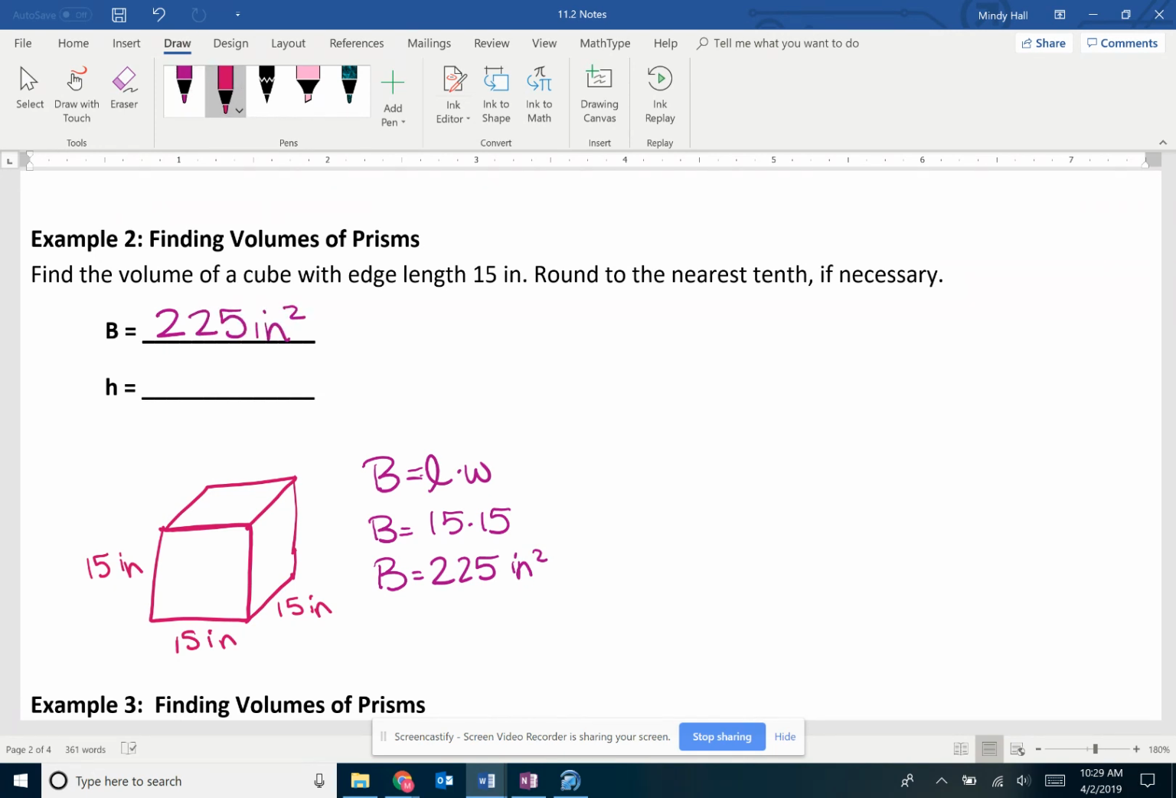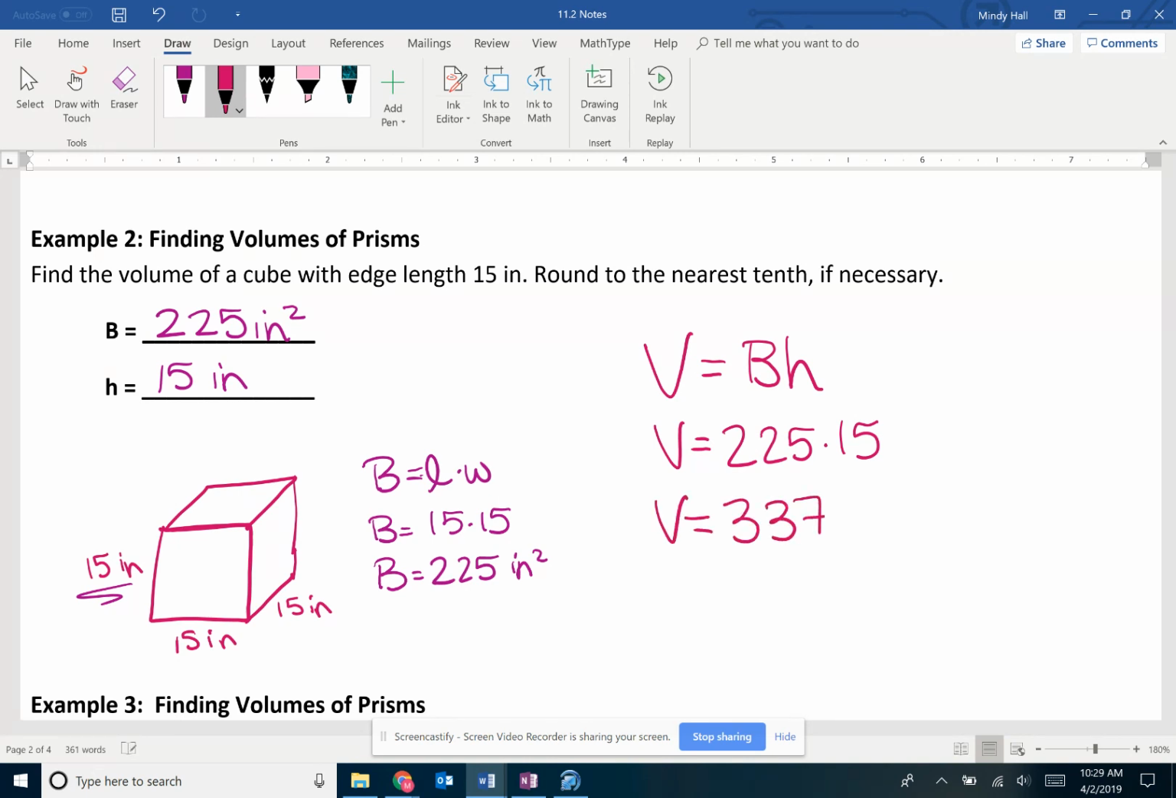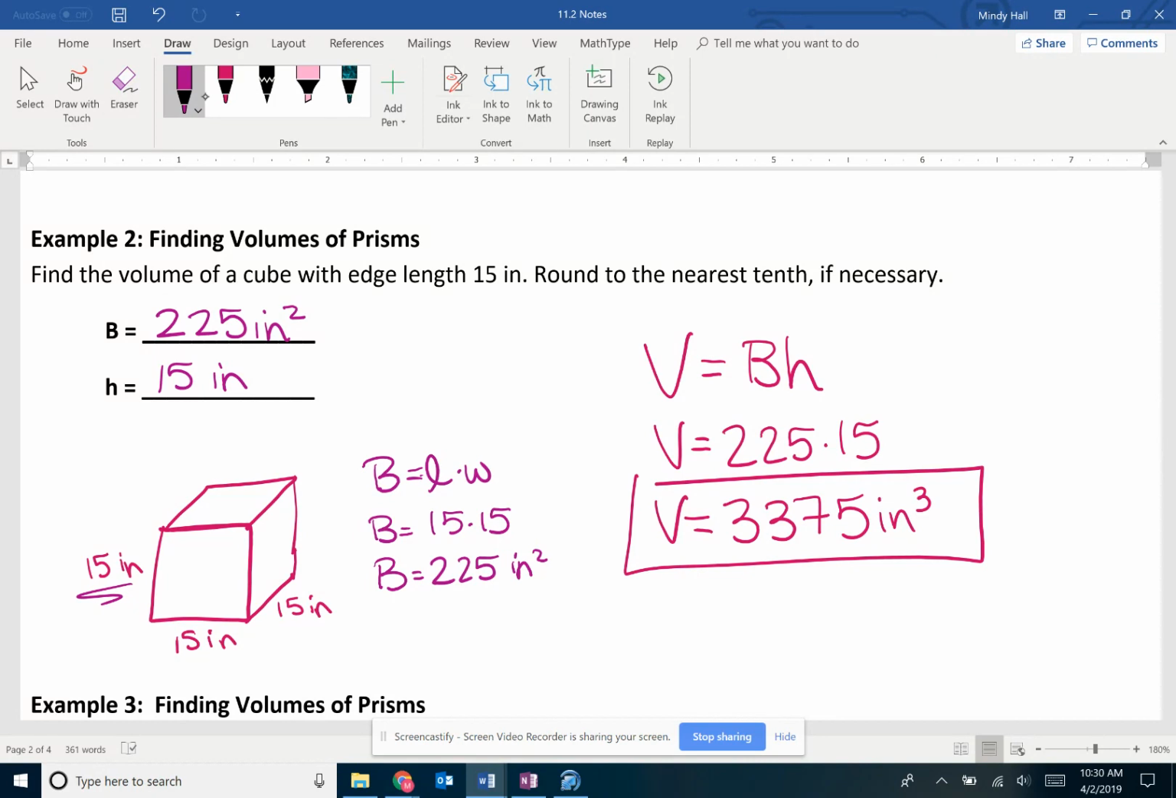And then your height is also going to be 15. So we have 15 inches. So when we do volume, volume equals base area times height. So 225 times 15. And when you do that, you get that volume is 3,375 inches cubed. Now, if you had used the other formula, volume equals side cubed, you would have volume equals 15 cubed, and then that'll give you the same answer.